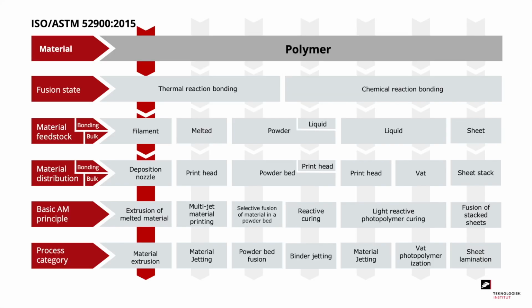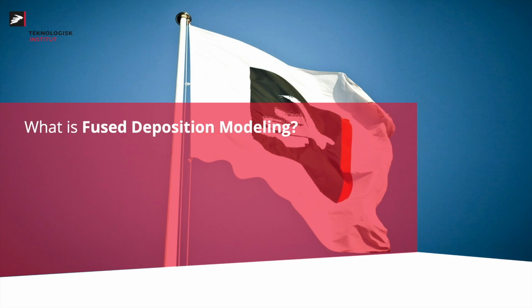If we look at the ISO standard, the material commonly used is polymer. The fusion state is a thermal reaction bonding, where the material comes in the form of filament. Then we use a deposition nozzle to distribute the filament. The basic AM principle is called extrusion of melted material, and the process category is material extrusion. So first up, we will take a look at what is Fused Deposition Modeling.